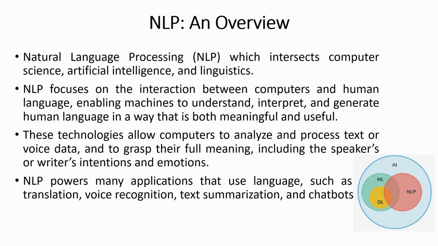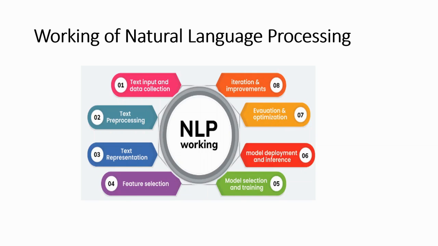The tasks are divided into core tasks, general application, and pre-processing, text representation, feature selection, model selection and training, model deployment and inference, evaluation and optimization, and the final step is interaction and improvement. Let us look into these 8 steps in detail. The first step is text input and data collection.